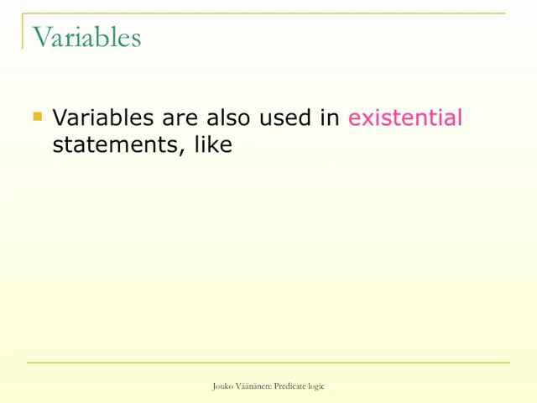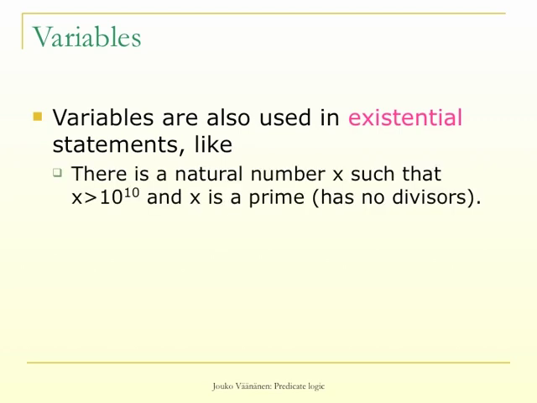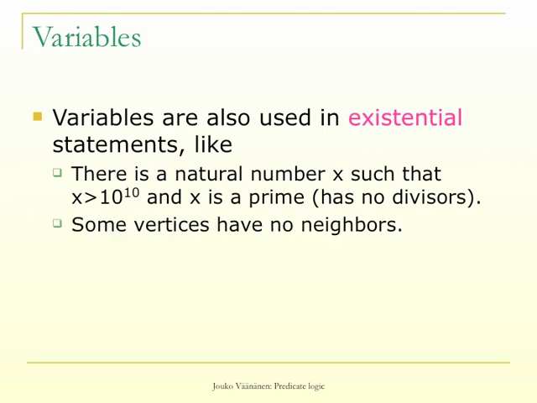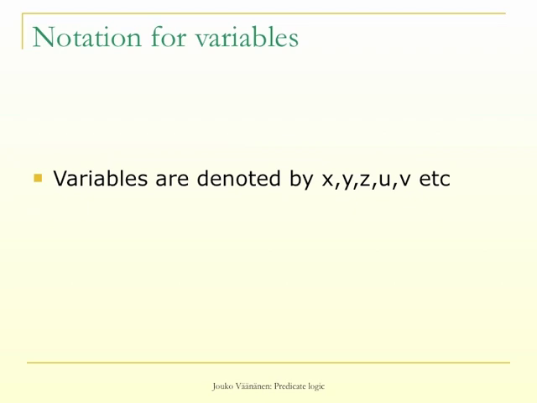Variables are also used in existential statements, such as there is a natural number x such that x is greater than 10 to the 10, and x is a prime, which means it has no divisors. Some vertices have no neighbors. Some tiles are left of a yellow tile. Variables are denoted by x, y, z, u, v, and so on, possibly with indexes, x0, x1, and so on.